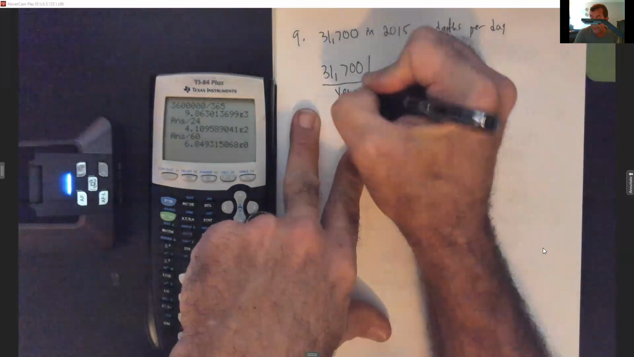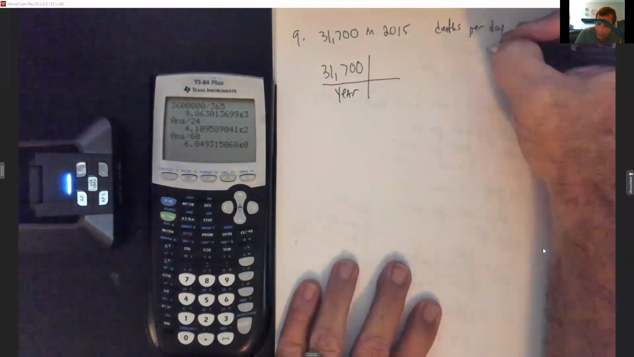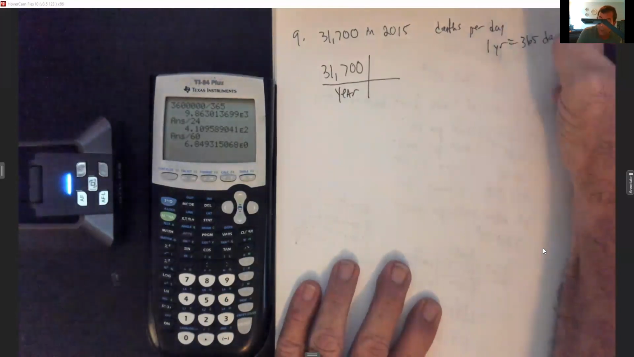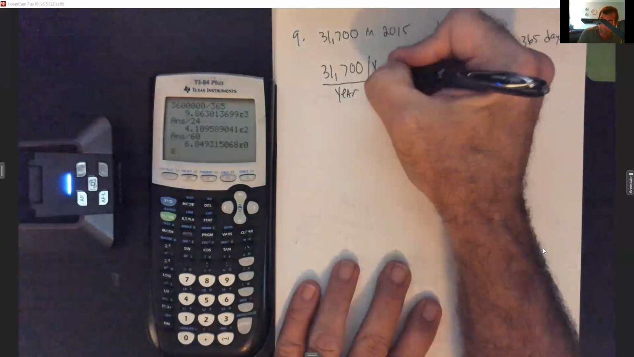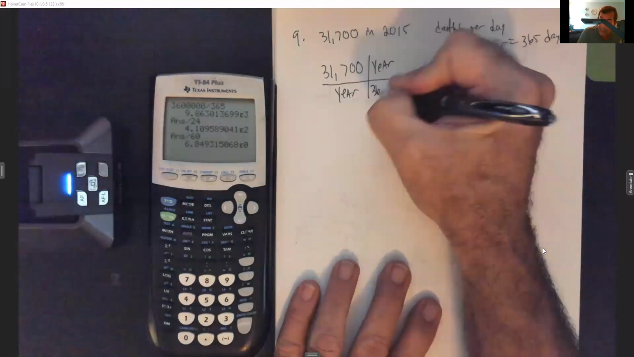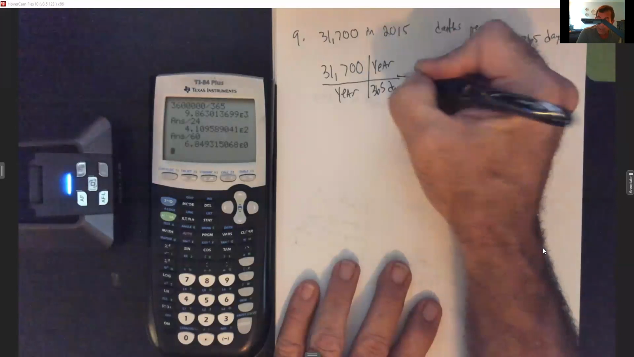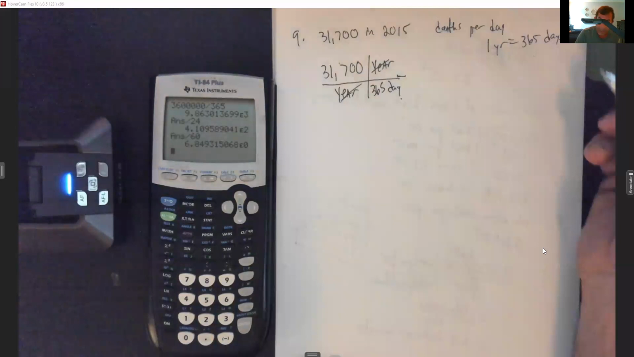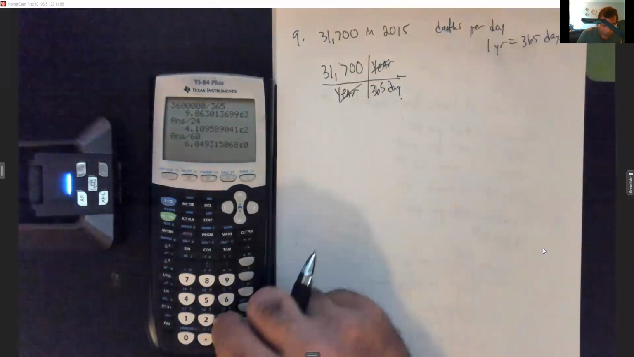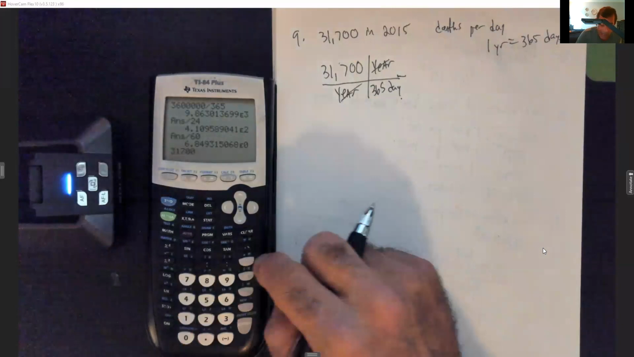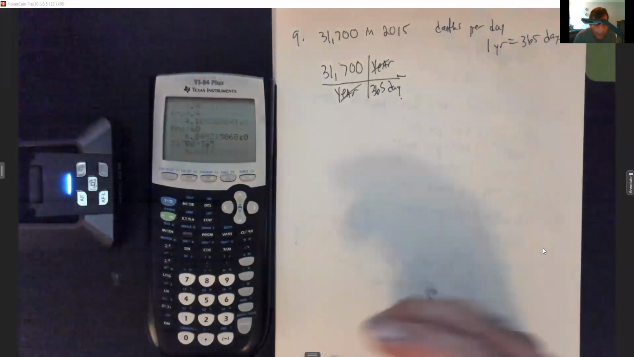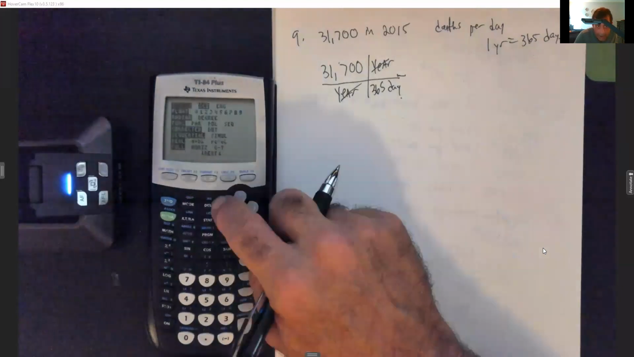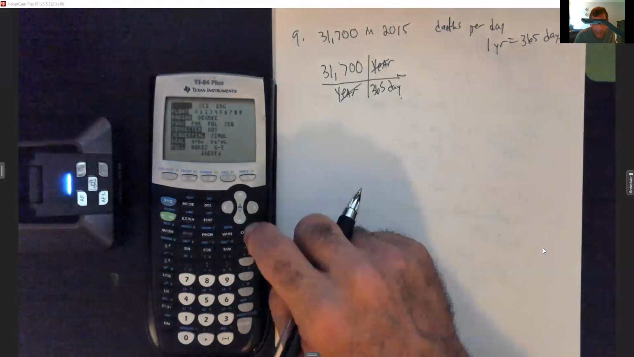year. And I know the conversion for years to days, we did that a while ago. 1 year equals 365 days. So remember, years is on bottom, so you put that on top, and your 365 days on the bottom. Years cancel. Now I have my deaths per day, which is what they wanted. So on that one, I would do 31,700 divided by the 365. Now let me see how they want this written. Oh, let me get my mode out of scientific. So I'm going to hit enter on normal, clear the screen, hit enter.